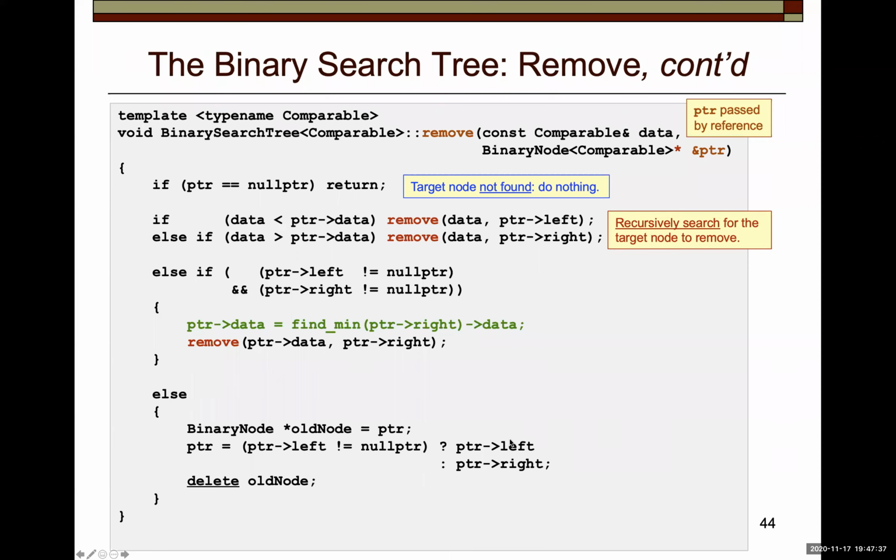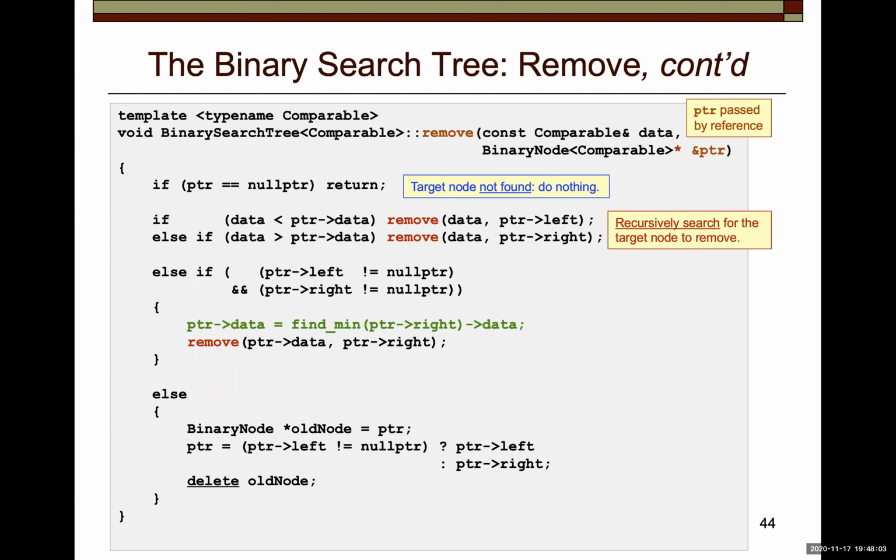Okay, so it's either the node's left child or its right child. And you can see here that the parent pointer is now going to take on the value of either the left or the right child of the node that we're removing. Down here is the case where a node has no children or has a single child.